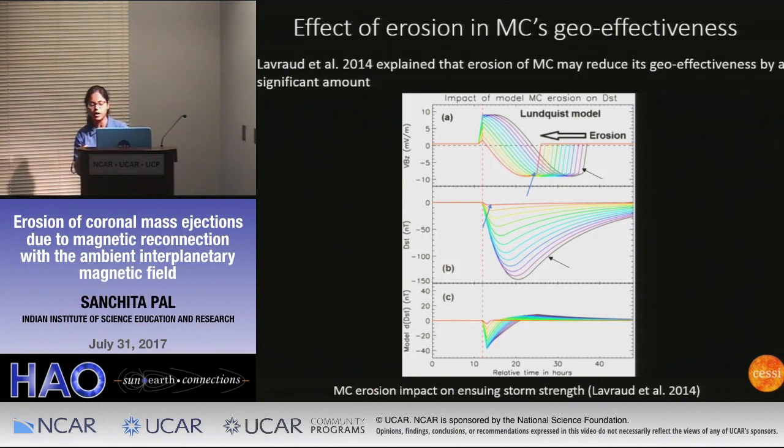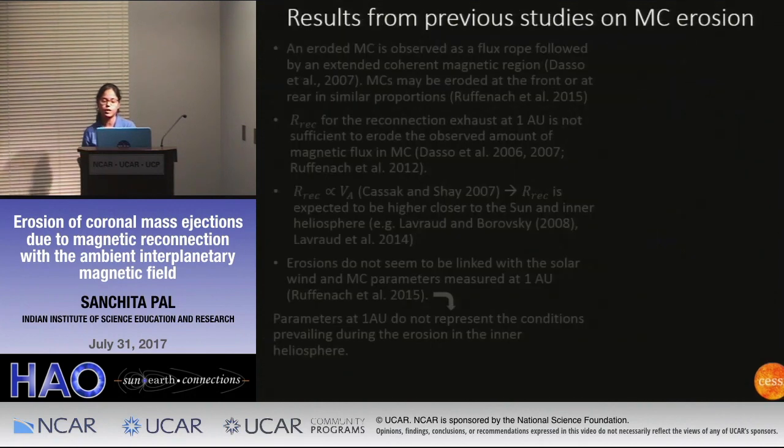around 30% of the geomagnetic storm can decrease due to this erosion of the magnetic cloud. So it is very important to study how this erosion is happening and on what this erosion actually depends.